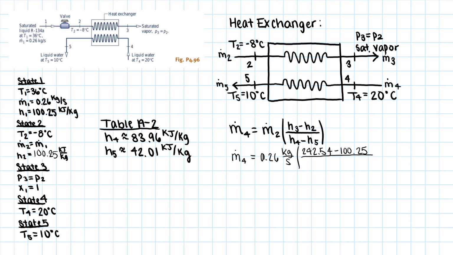divided by our new values for H4 and H5, which are going to be 83.96 minus 42.01. And that's going to give us our final value for the mass flow at the bottom of 0.882 kilograms per second. And that is the final answer for part B of this problem.